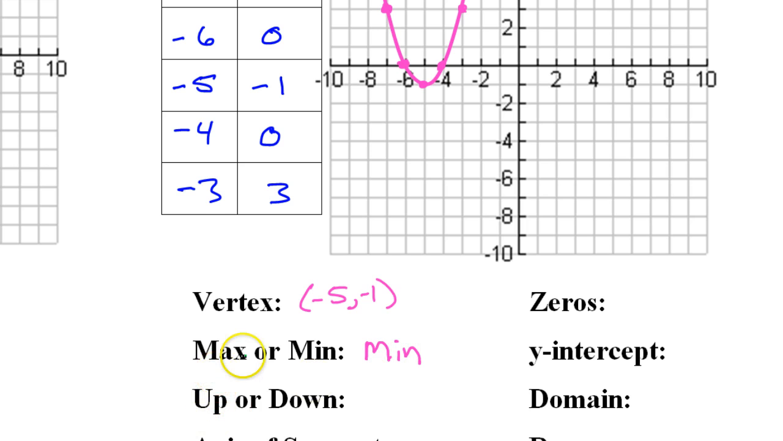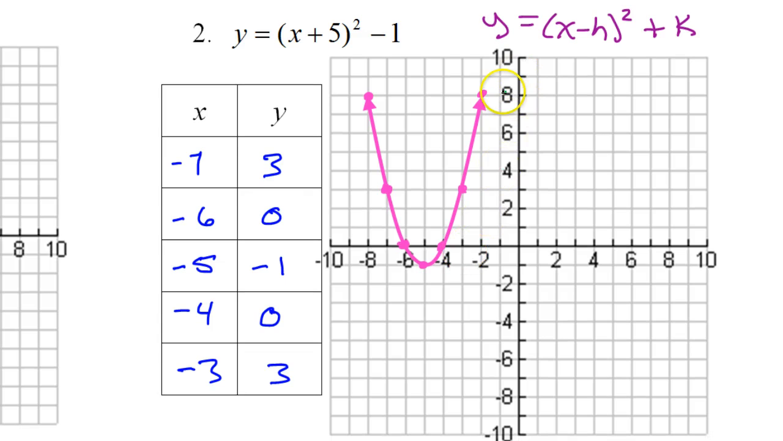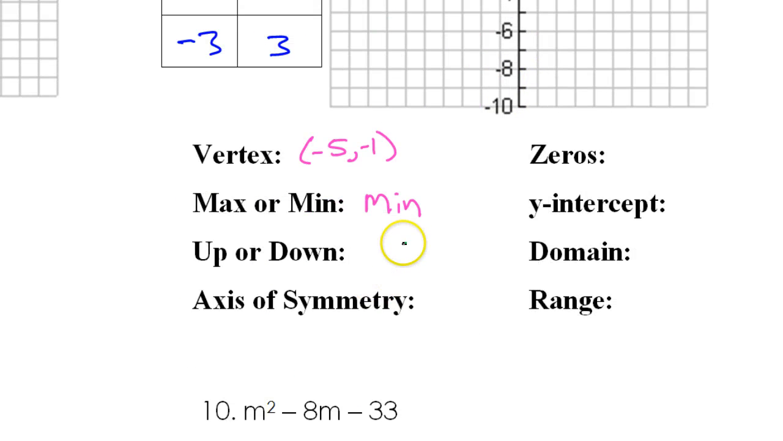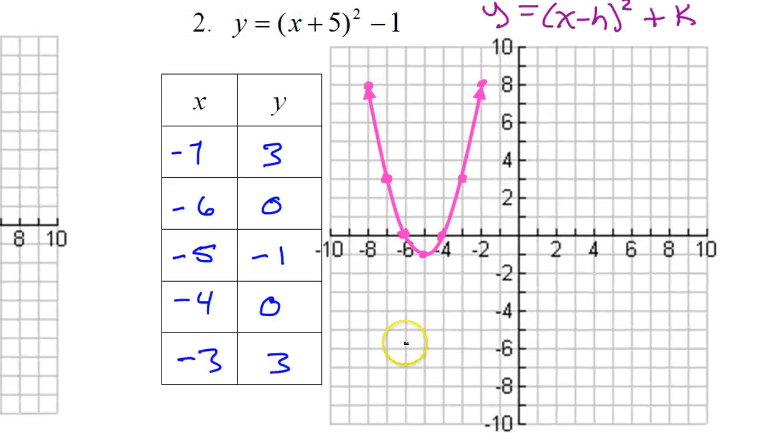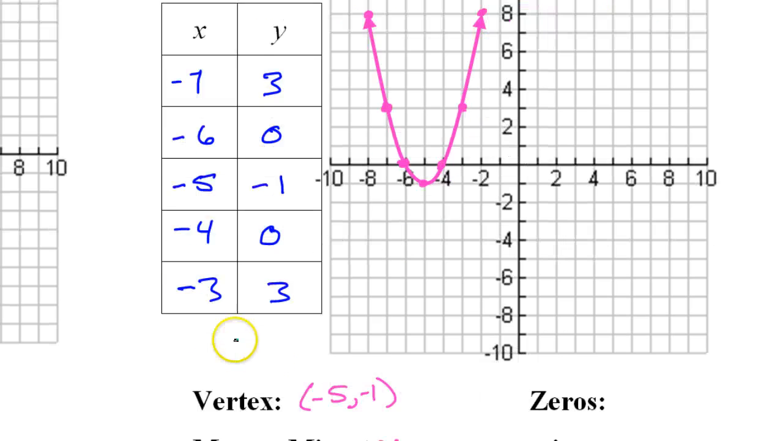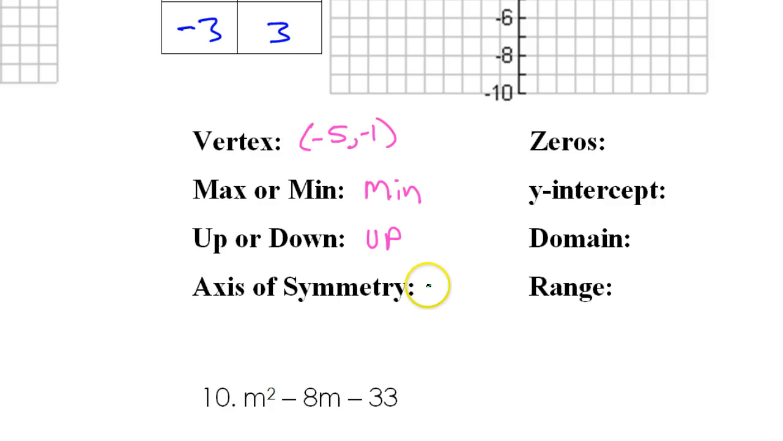Is the parabola facing up or down? See how the arms are reaching toward the sky? That's up. Axis of symmetry. The axis of symmetry is the invisible line that splits the parabola in half. Okay, that's this vertical line here at negative 5. It's always going to involve the x value of the vertex. Vertical lines are x equals, so x equals negative 5.